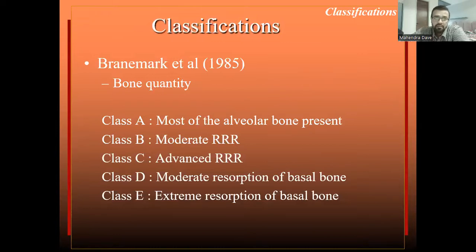According to Atwood, the quality of bone is classified into 5 classes: A, B, C, D, E. Class A demarcates most of the alveolar bone present. Class B demarcates moderate residual ridge resorption. Class C tells of an advanced level of residual ridge resorption. Type D is moderate resorption with basal bone, and type E suggests extreme resorption of basal bone. This is the classification given with regard to residual ridge resorption.